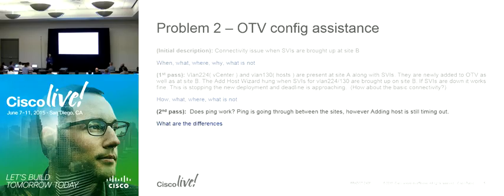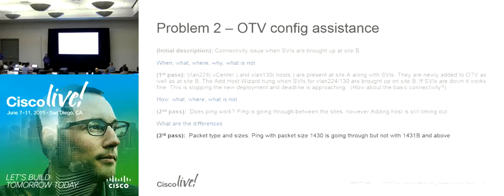What are the differences between a ping and the application from packet level? Okay, you're not allowed to talk anymore. So packet size, packet types, right? Those are the two top things. There might be some other differences, but that's where we can start. It's very simple, very basic. So ping with the packet size 1430 is going through, but not with 1431 and above. So at this point, what we know is it's just an MTU issue. It's not vCenter, VM, or the data center interconnect, OTV, everything, right?